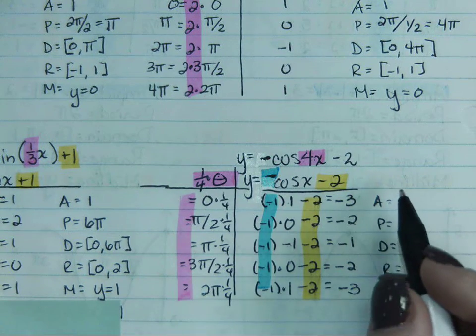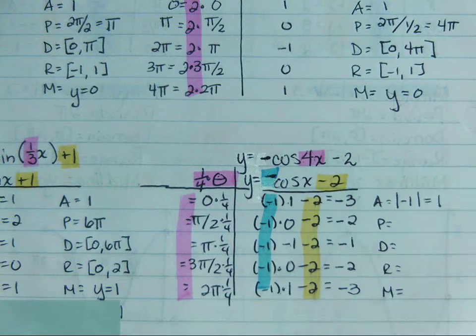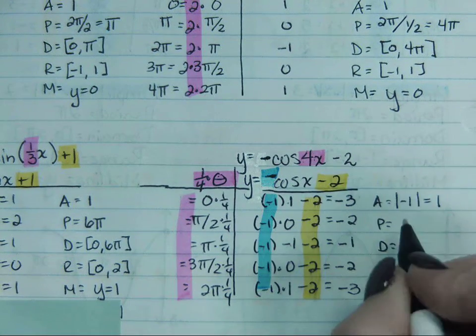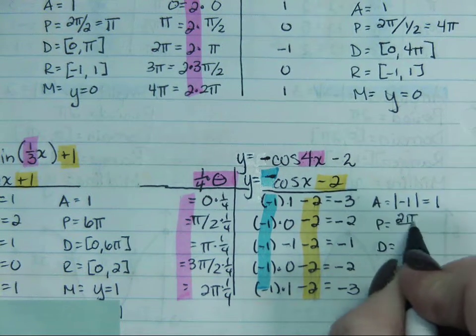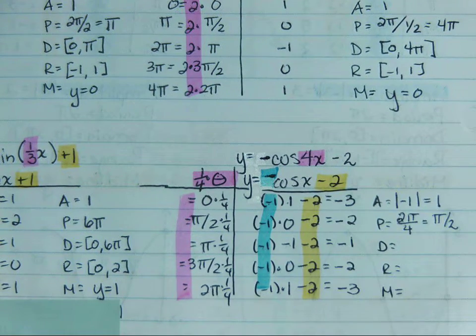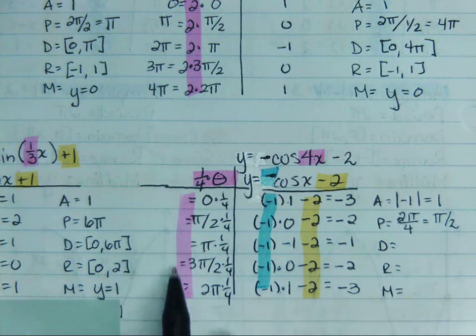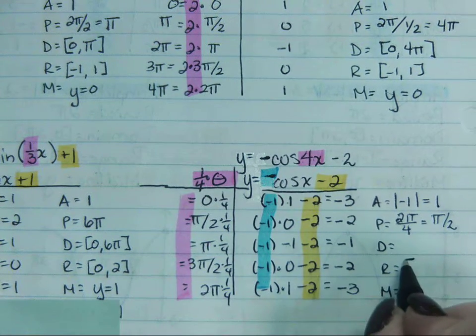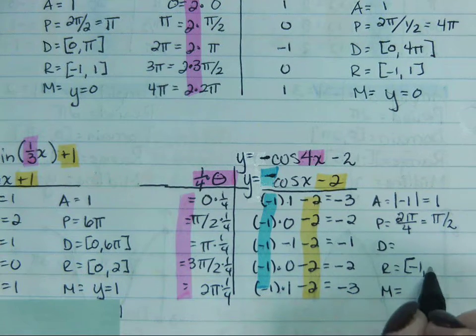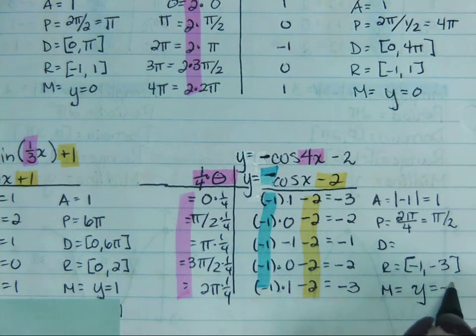And so my absolute value of -1 is 1 for my amplitude. Now my period is 2 pi divided by b, which ends up being pi over 2 as my length. I'm going to wait on my domain for a second because I want to verify what's happening over here. But my range, my lowest y value and my highest y value, and then my midline, is based off of my vertical shift.